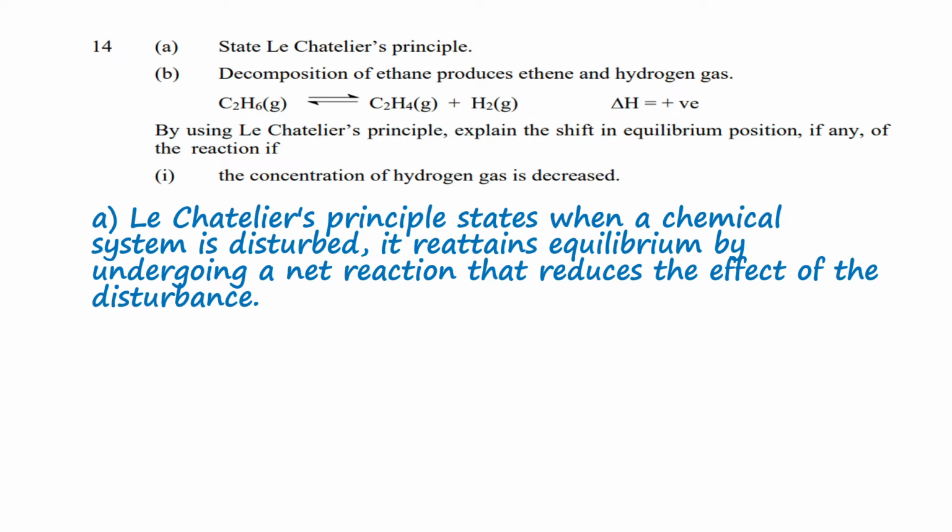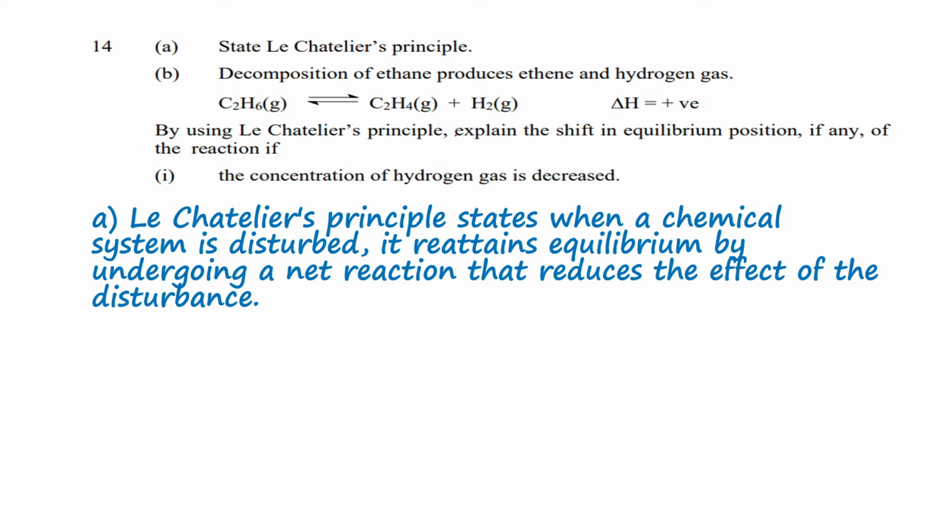So that is the principle of Le Chatelier. Alright, so next kita ada satu tindak balas iaitu C2H6 produce C2H4 and H2. Right, so by using Le Chatelier's principle, explain the shift in equilibrium position, if any, of the reaction. If, number 1, the concentration of hydrogen gas is decreased. Okay, so kita kurangkan concentration hydrogen gas.